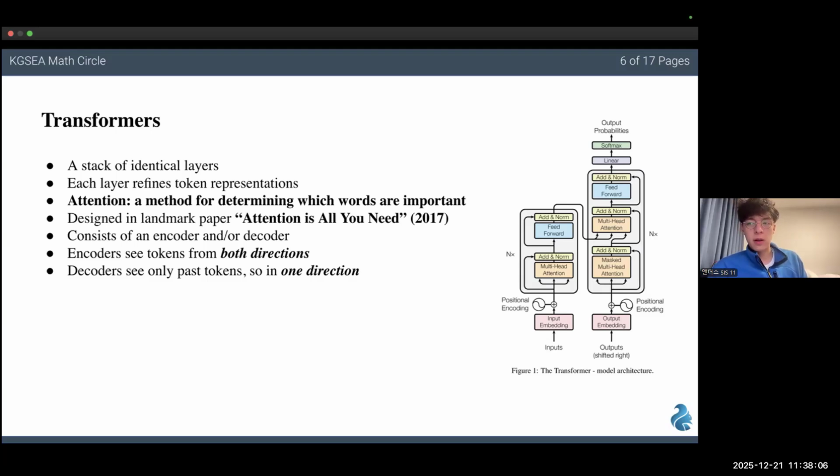And modern LLMs like ChatGPT or Claude only have decoders, because if you think about how an LLM generates text, it generates from front to back. So it's not really bidirectional, but I figured that you should also know what an encoder is.